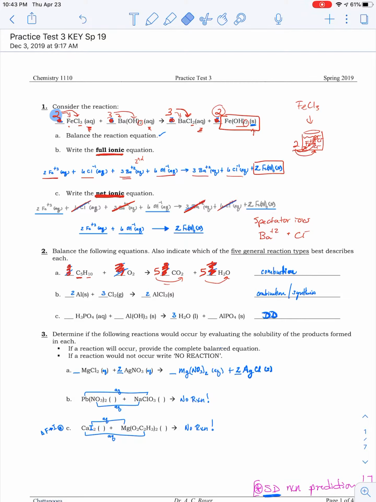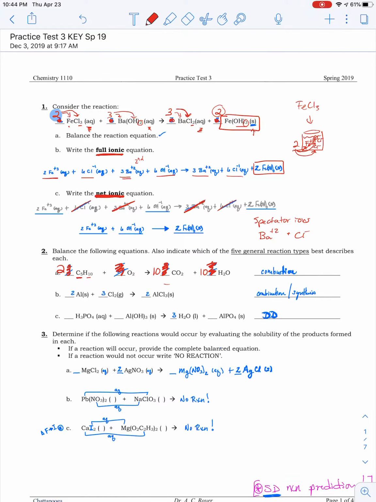Whenever that happens, you erase everything, all the coefficients you did have, and you start with a 2 in front. So you put the 2 in front, and then you're going to fix the carbons with a 10, and then you're going to fix the hydrogens with a 10.